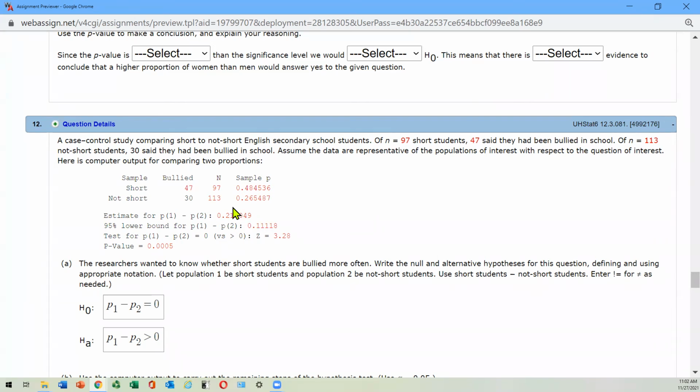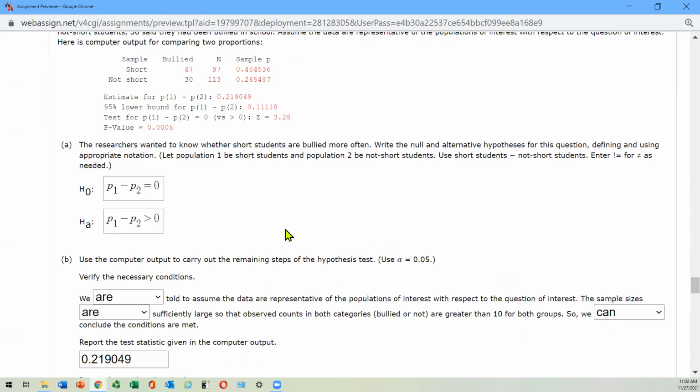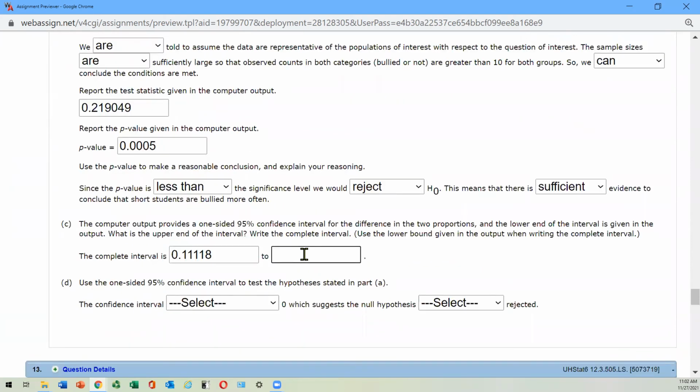Now that tells us the difference between the middle and the lower bound. If I take the middle, 0.219049, and I add this difference, I get the upper bound, and it is 0.326918.